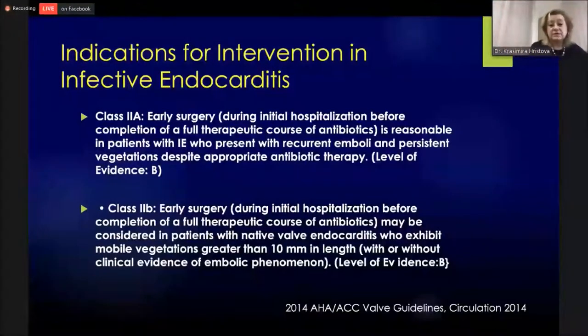When we look at the guidelines published by the American guidelines from 2014, class 2A is the indication for early surgery during the initial hospitalization, before the completion of the full therapeutic course of antibiotics. It is very reasonable for patients with infective endocarditis who present with recurrent embolism and persistent vegetation despite appropriate antibiotic therapy. Also, class 2B is early surgery with mobile vegetation greater than 10 millimeters in length, with or without clinical evidence of embolic phenomenon.